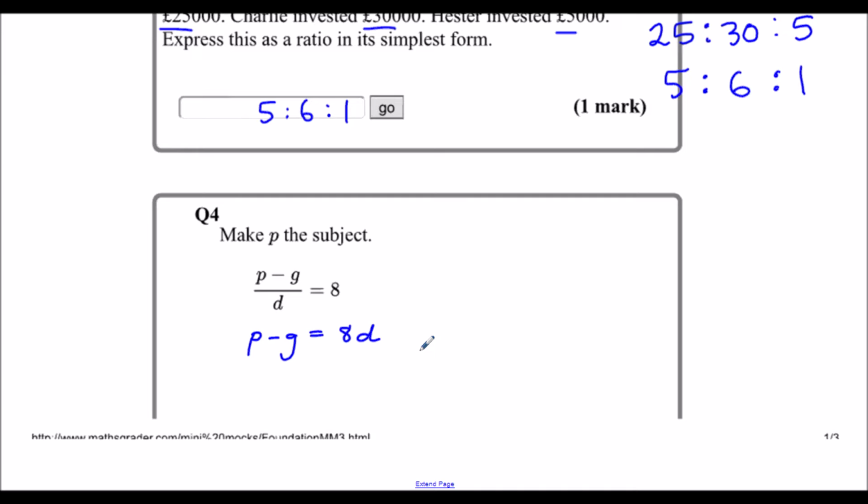I want P by itself, so I'm going to get rid of this G next. At the moment I'm taking away G. To get rid of a minus, we do a plus. So I'm going to plus G to both sides. So P equals 8D plus G.